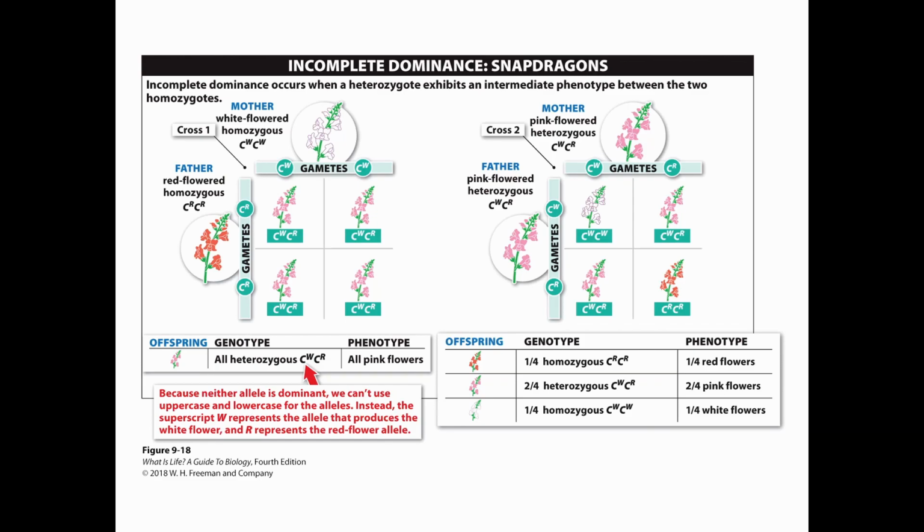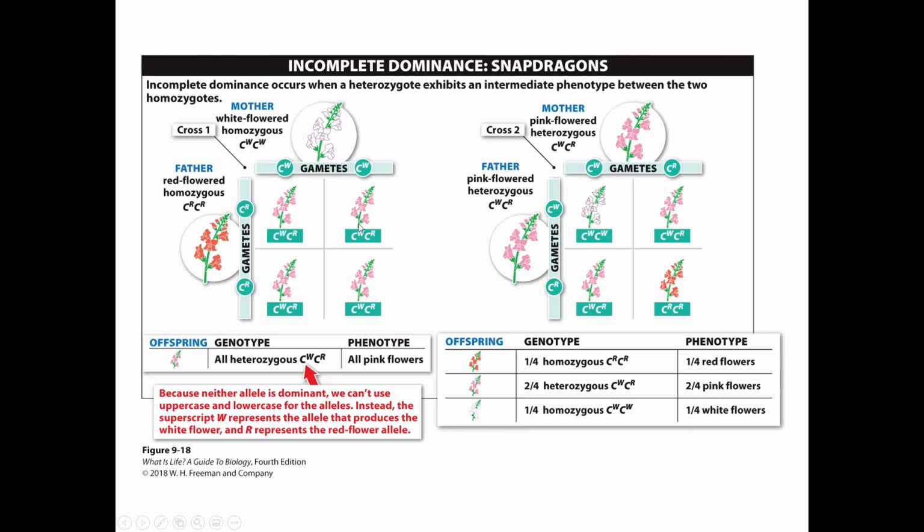And when we cross these two together, we end up with heterozygotes for all offspring. So every offspring has one C superscript W allele and one C superscript R allele. Now, because it's incomplete dominance, not a simple dominant recessive relationship, we see that the heterozygote looks like an in-between between the two parents. They end up looking pink, right? And pink serves as an in-between between red and white.